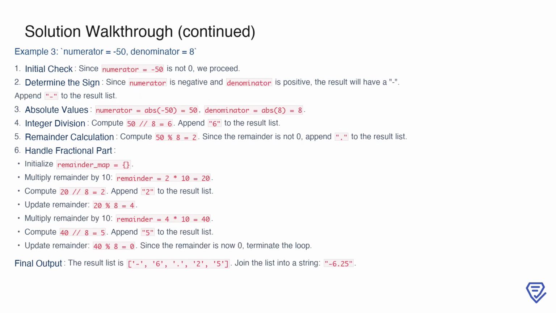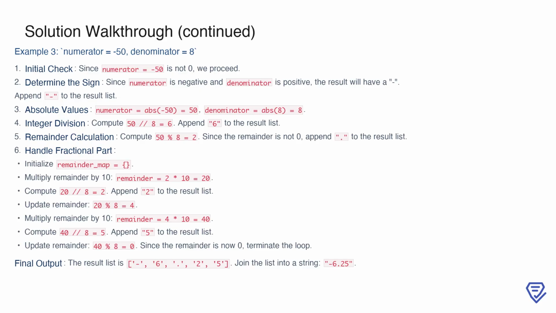In this example, the numerator is -50, and the denominator is 8. We begin by checking if the numerator is 0. Since it's not, we proceed. Here, the numerator is negative, and the denominator is positive, so the result will have a negative sign. We add a dash to the result list. Next, we take the absolute values of both numbers, the numerator becomes 50, and the denominator remains 8. Performing integer division, 50 divided by 8 gives 6, which is added to the result list. The remainder is calculated as 50 modulo 8, resulting in 2. Since the remainder isn't 0, we append a decimal point to the result list.